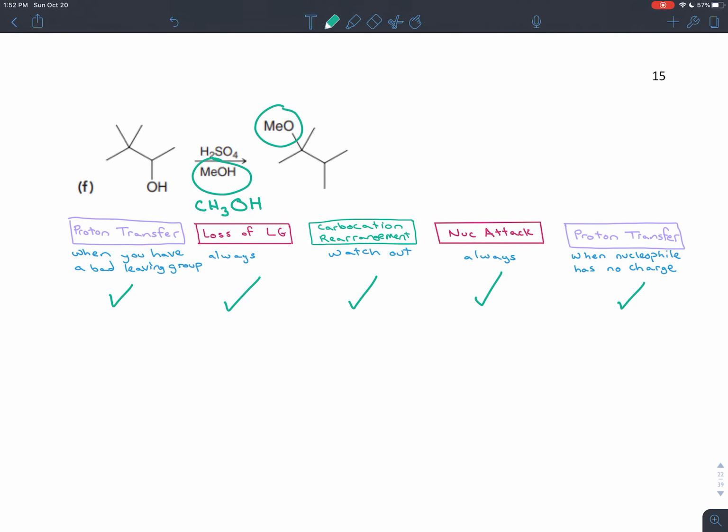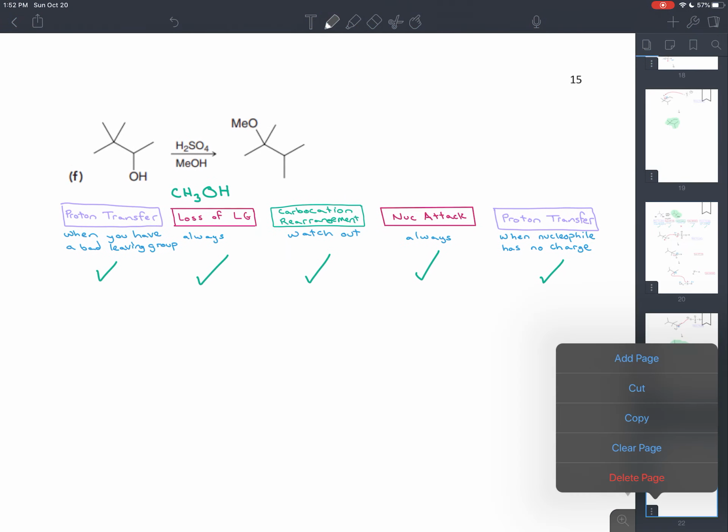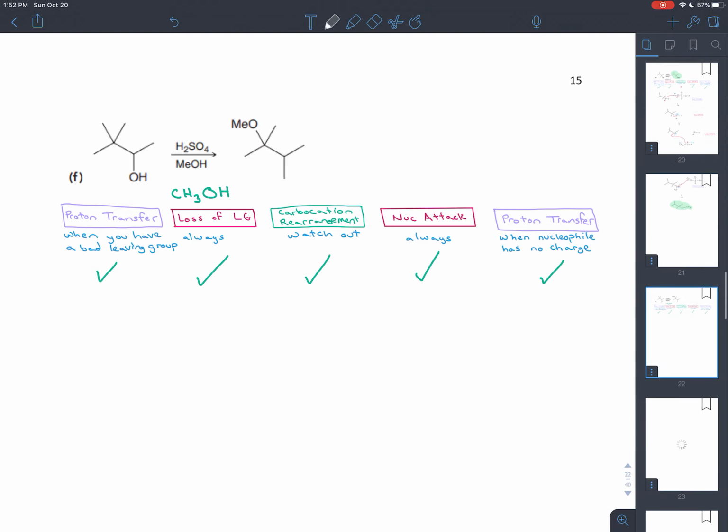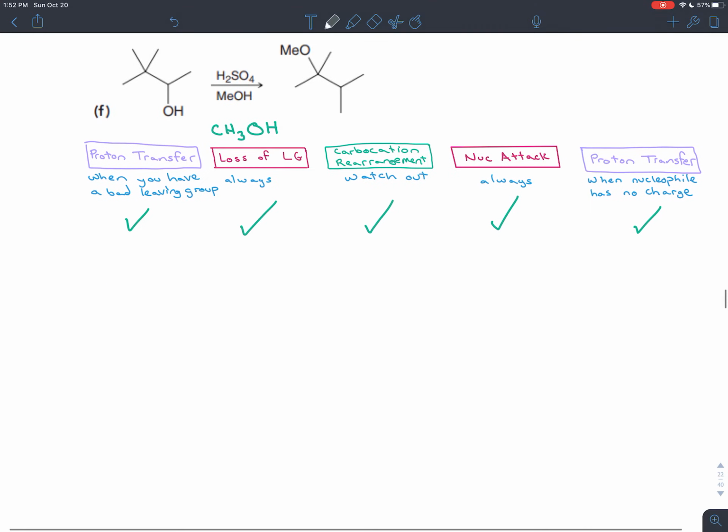So this is about the most complicated mechanism you could have for an SN1. We're going to have every single one of these 5 possible steps. All right, well, let's get to it. And first, we'll just add some room. Okay. All right, well, we have our original molecule.